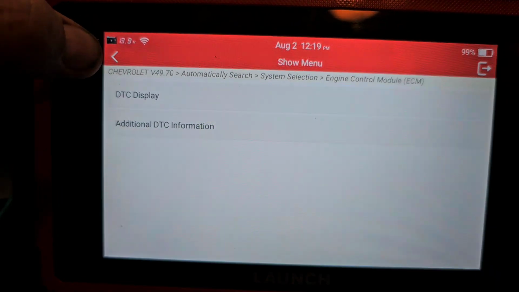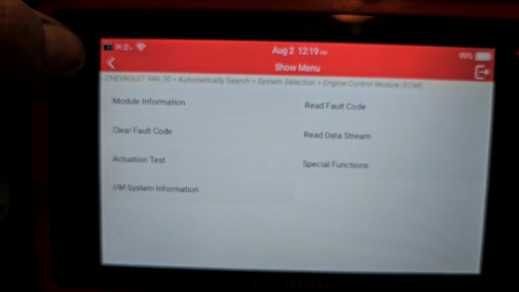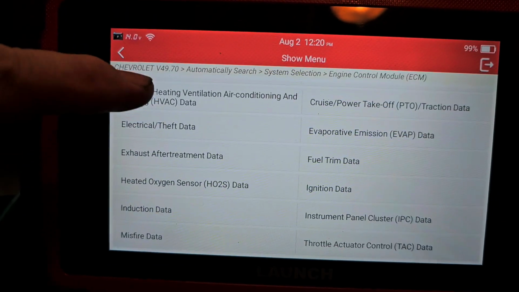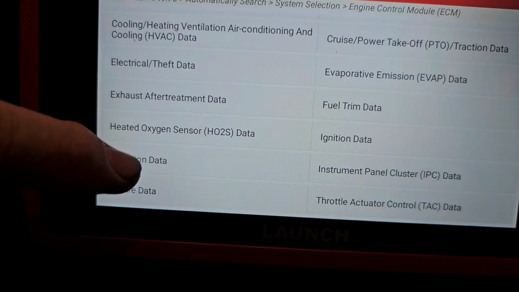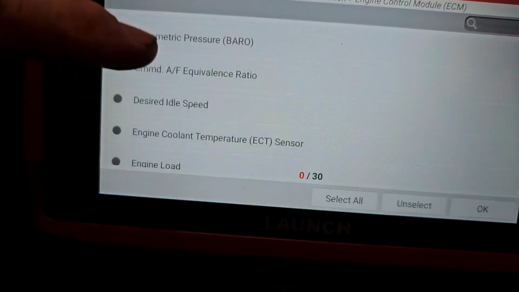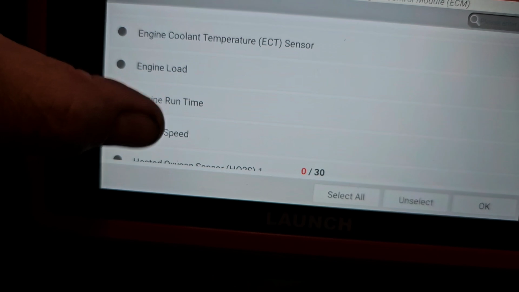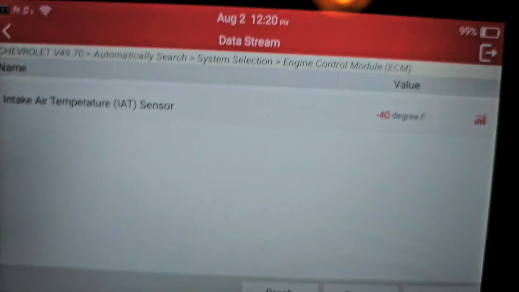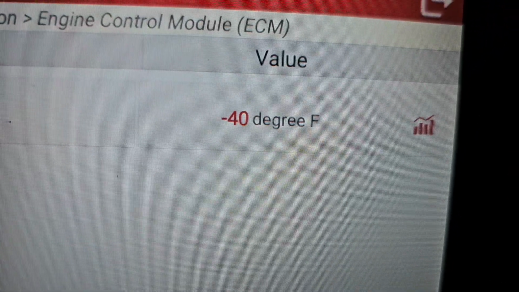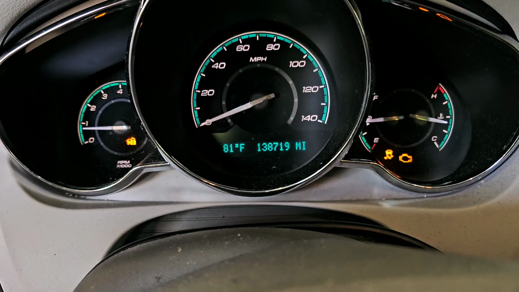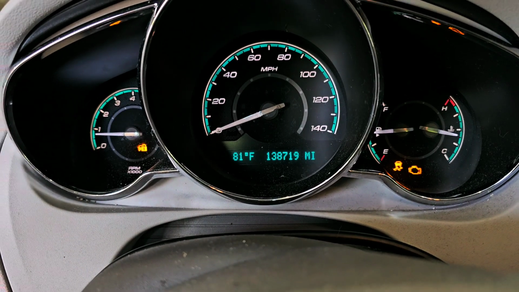So let's go back real quick and let's read data stream. Let's just go to induction data. And we're going to go to, I want to find intake air temperature. There we go. Okay. Negative 40 degrees. Well, guess what? It's not negative 40 degrees. In the shop, it's 81.